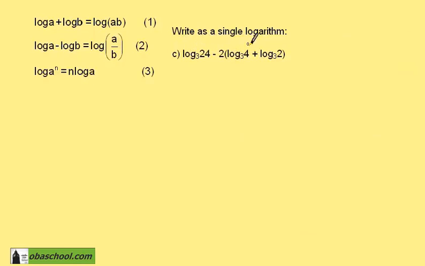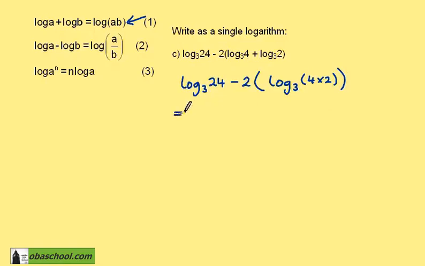If we look at this expression, the first thing we can do is add together the contents of the bracket using law 1. So we get log to the base 3 of 24, take away 2 log to the base 3 of 4 times 2. This is log to the base 3 of 24, take away twice log to the base 3 of 8.